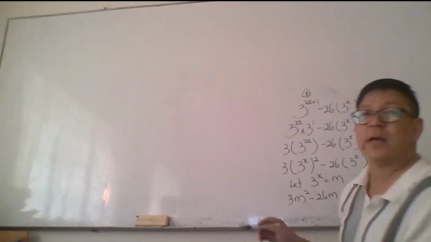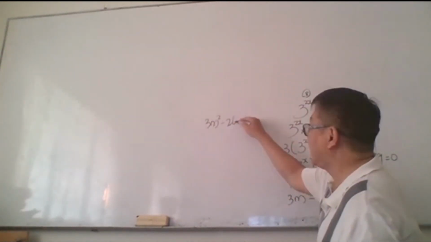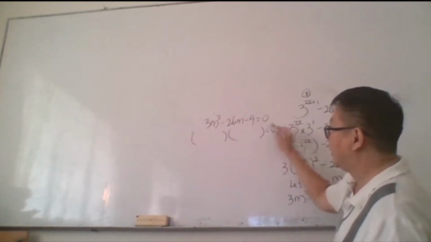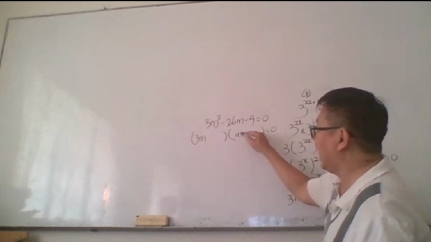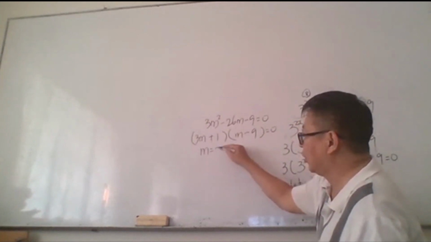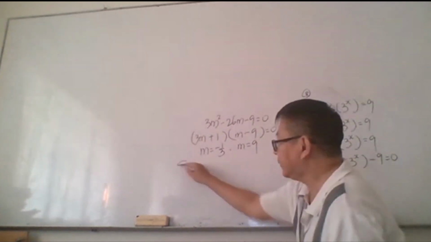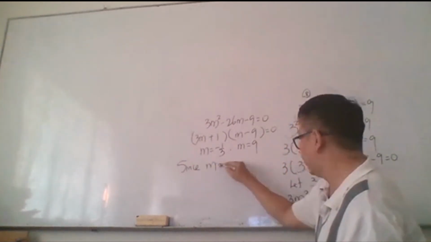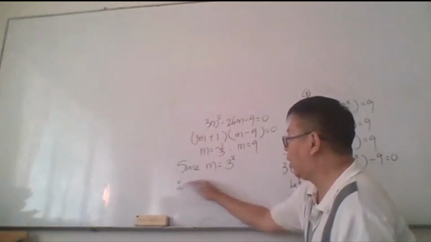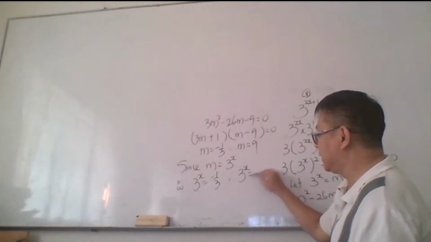And I need to do a simple factorization. 3m squared minus 26m minus 9 equals 0, so I can get (3m + 1)(m - 9). So m equals negative 1 over 3, and m equals 9. Since m represents 3 to the power of x, therefore 3^x equals negative 1 over 3, and 3^x equals 9.